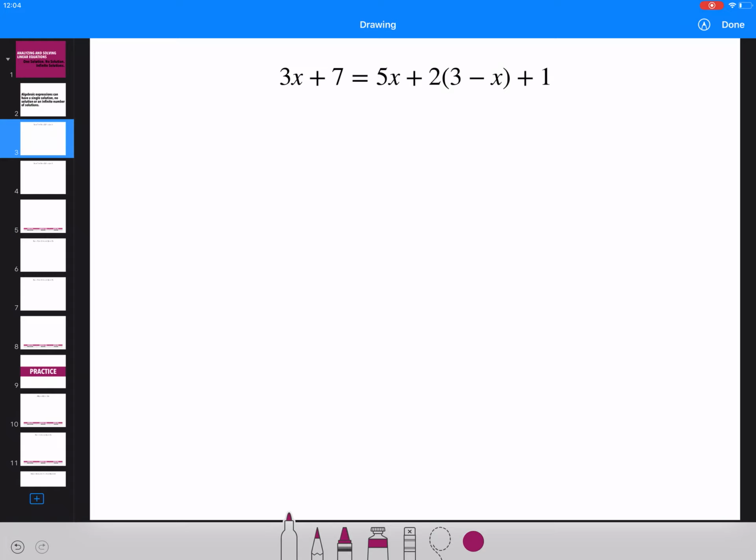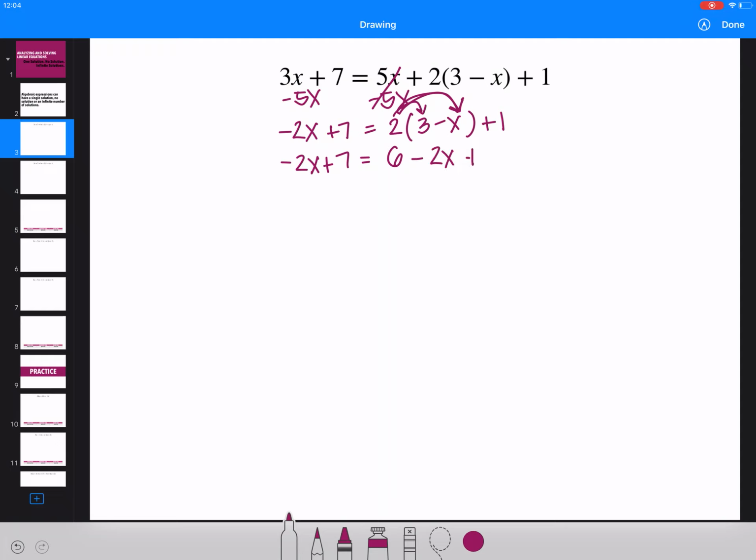So take a look at this equation. I'm going to solve it, and I'm going to start with subtracting 5x from both sides. So I'm left with negative 2x plus 7. This cancels out. 2 times 3 minus x plus 1. Then I'm going to distribute the 2 on the right side. So I have negative 2x plus 7 equals 2 times 3 is 6, and then 2 times negative 1x is negative 2x plus 1.